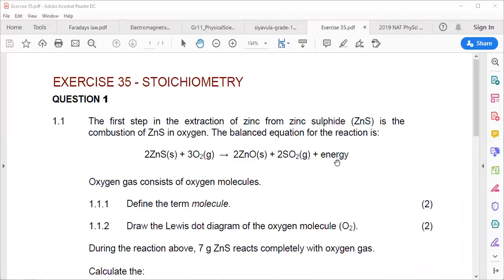Clear? All right. Oxygen gas consists of oxygen molecules. 1.1.1, define the term molecule, for 2 marks. What do you say? What's the answer? What is a molecule? Yes, Paul.